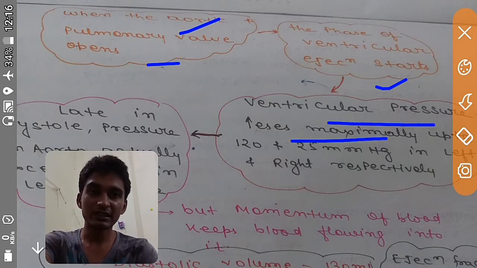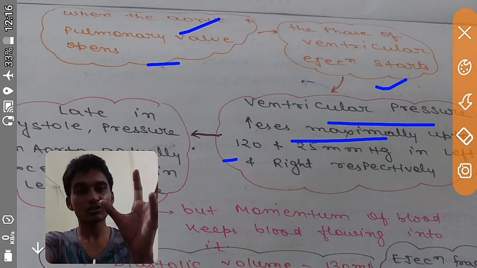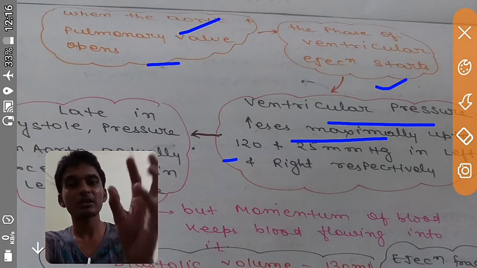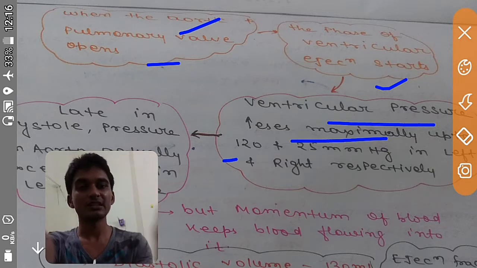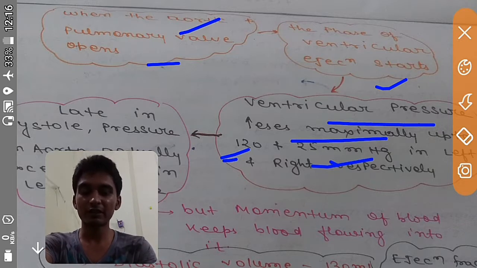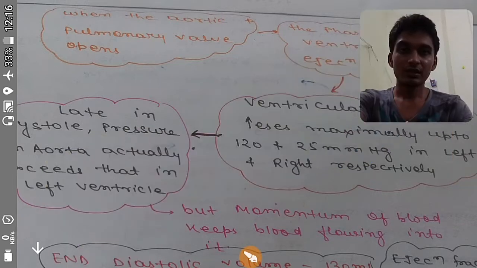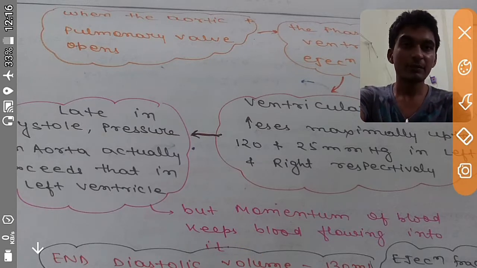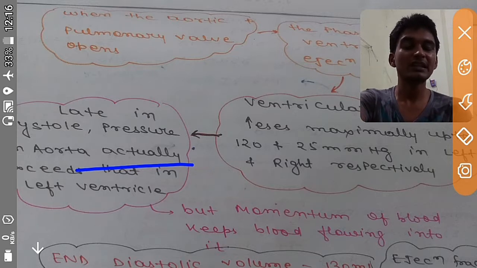So ventricular pressure increases, and it will increase up to 120, because the ventricle is contracting. Once pressure reaches 80 mmHg and 10 mmHg, it will start pumping blood into the aorta, but it is still contracting, so pressure will still increase and reach a maximum of 120 and 25 mmHg. That is 120 in the left ventricle and 25 mmHg in your right ventricle. Okay, and now late in systole of the ventricle, pressure in the aorta actually precedes that in the left ventricle.